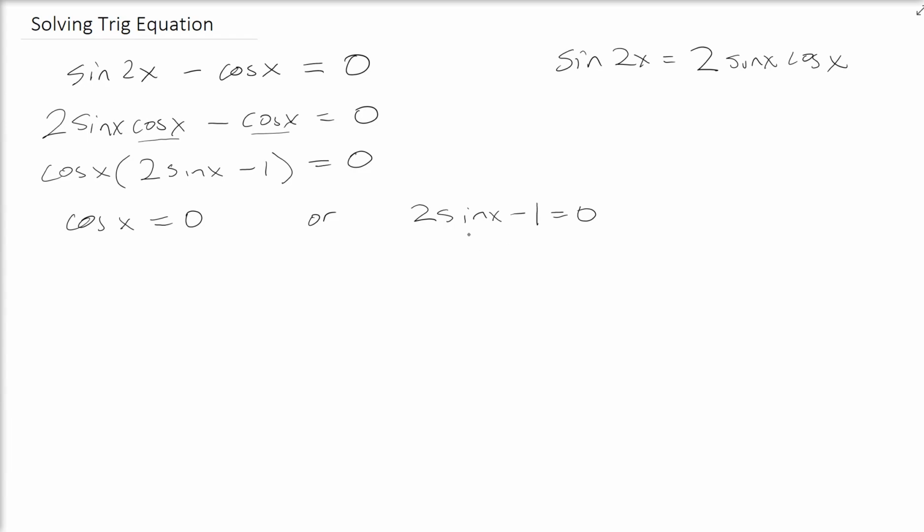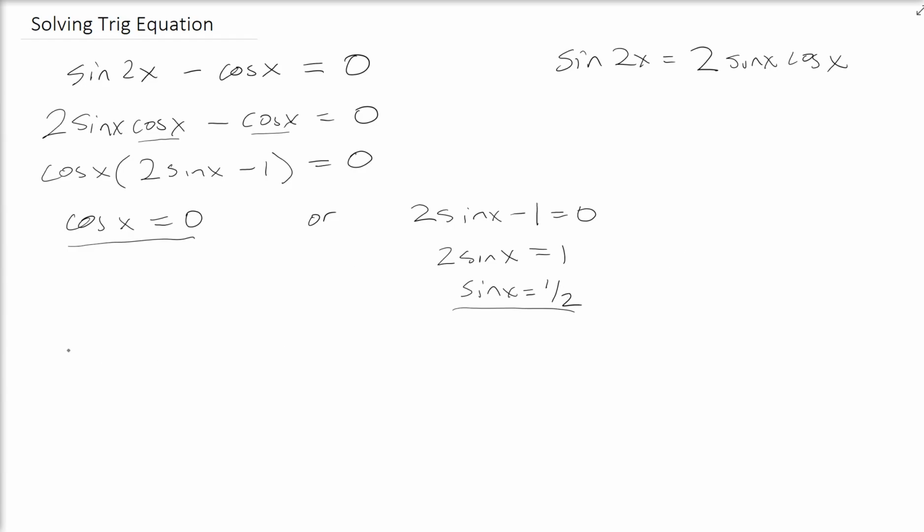This one we need to simplify to solve for the sine of x. So I'm going to add 1 to the right-hand side. 2 sine of x equals 1. Divide by 2, sine of x is equal to 1/2. So either cosine of x equals 0 or sine of x equals 1/2.